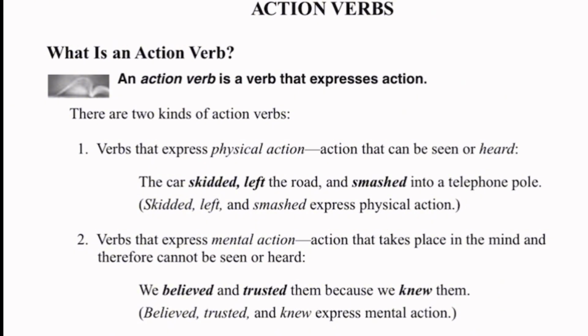We have action verbs. We have other types of verbs that are not action verbs. But action verbs express action. They express action in 2 ways. We have verbs that express physical action. That is, you can see or hear those actions. For instance, the car skidded, left the road and smashed into a telephone pole. All those 3 verbs there are physical actions that you can see.